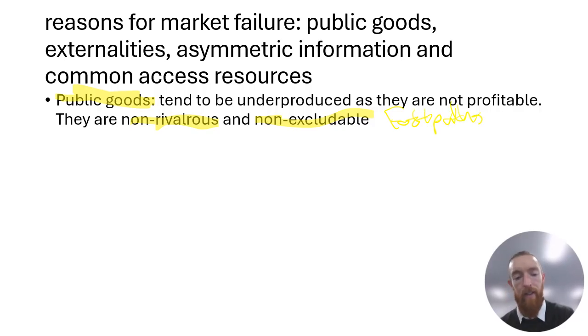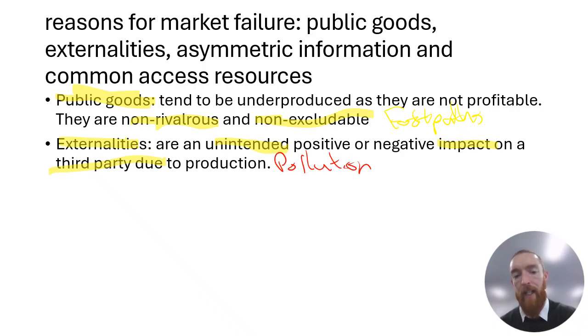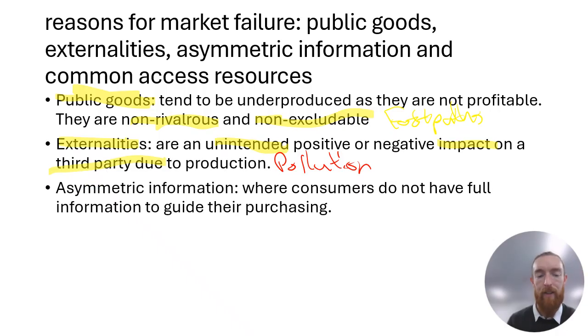Then we've got externalities, which are an unintended impact, positive or negative, on a third party from production. So things like pollution is a good example of that. For a positive externality, say, for example, they build a school near your house. Your house goes up in value. That's an unintended positive impact for you because of that production.